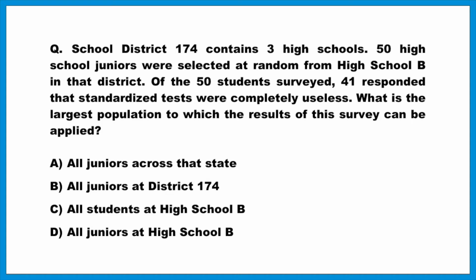Here's how the SAT wants you to think. If you take a random survey of certain people in a certain geographic region, then you are allowed to project those results to those types of people from that geographic region. So in the example above, you can't say that the results are true for any other students at that high school, nor can you say that it's true for any juniors from any other high school in the district. But if you take a random survey of just the juniors at a given high school, you can project those numbers to the rest of the juniors at that high school. So the answer is D, all juniors at high school B.